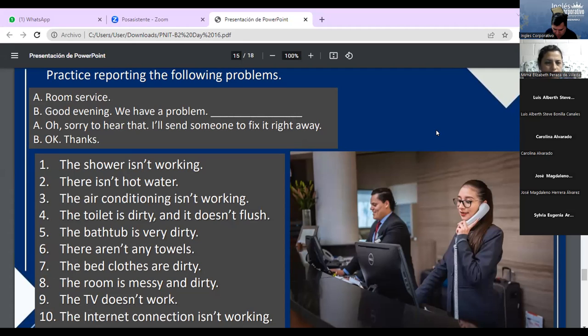Room service. Good evening. We have a problem. The toilet is dirty and it doesn't flush. Oh, sorry to hear that. I'll send someone to fix it right away. Correct. Room service. Fine. Room service.